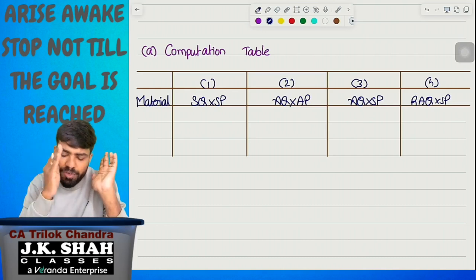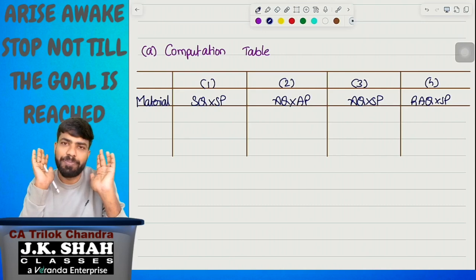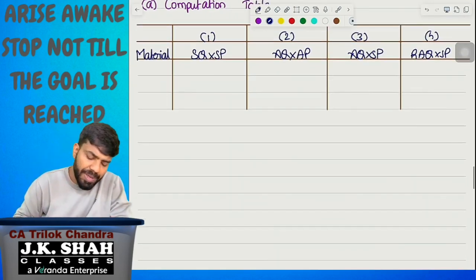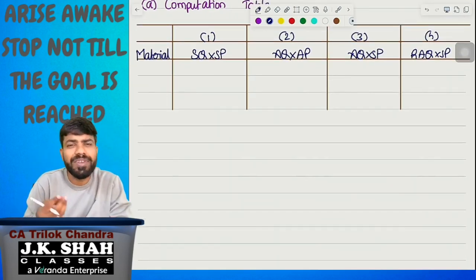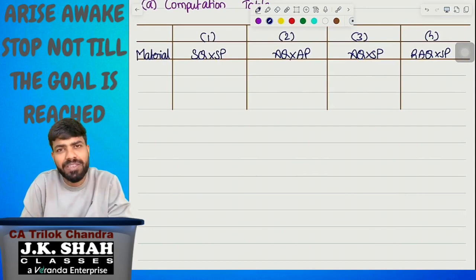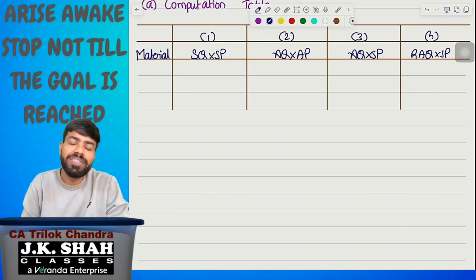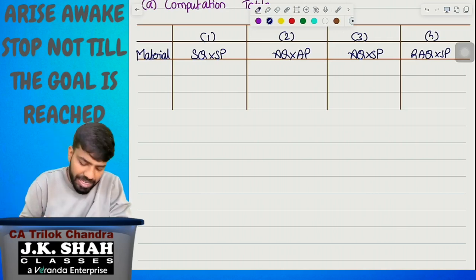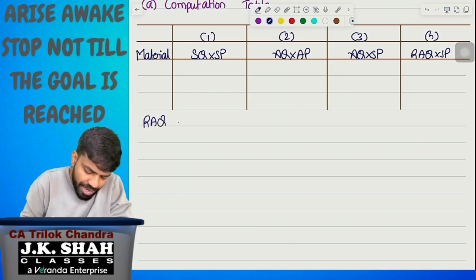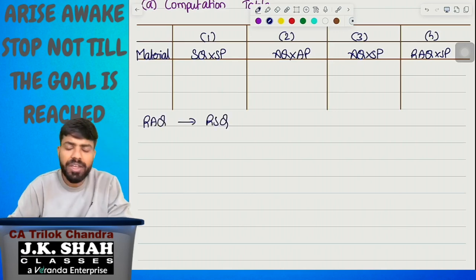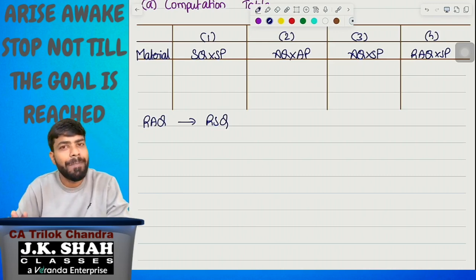Look here. I'm taking totally 4 columns: SQ into SP, AQ into AP, AQ into SP, RAQ into SP. Now, you all know that SQ stands for standard quantity, SP stands for standard price, AQ stands for actual quantity, AP stands for actual price, RAQ stands for revised actual quantity, which is also called the revised standard quantity, RSQ. I'll explain what is what with an example, illustration number 3.